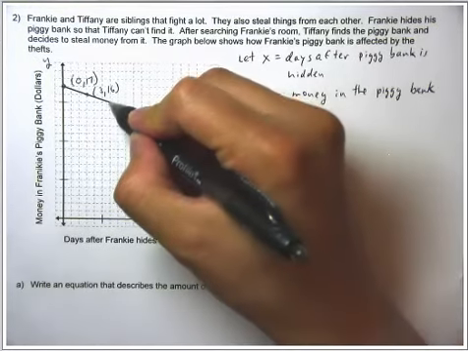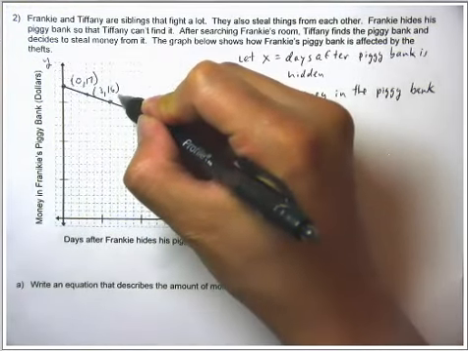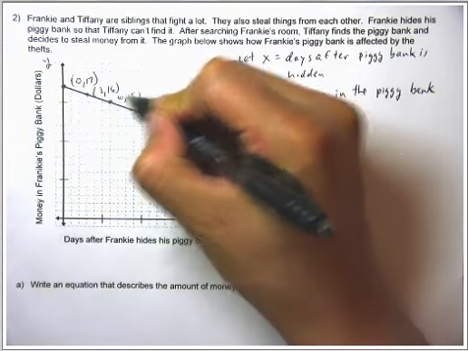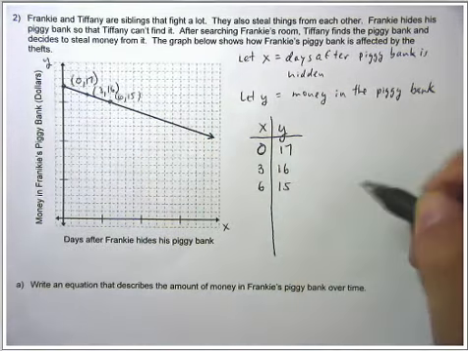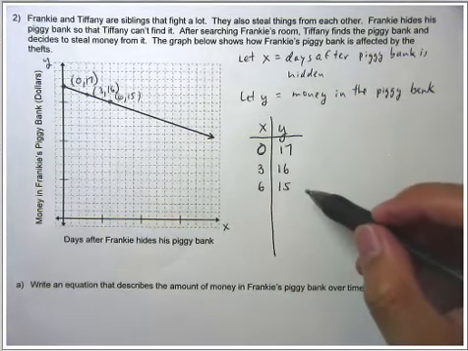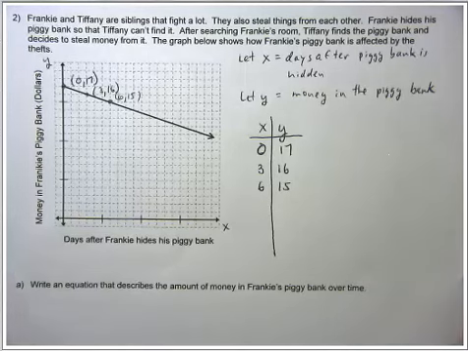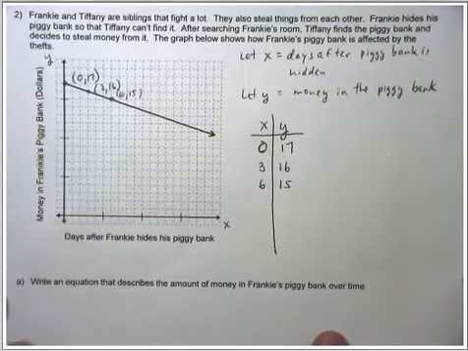The next point here is, what is that? That's (6, 15). So on the 6th day, it goes down to 15. Tiffany's kind of stealing the money slowly. Maybe she's trying to do it so that she doesn't get caught. Okay, so let's think about our equation.